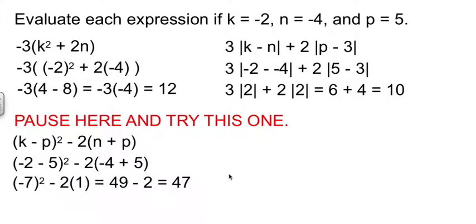So the first thing I did was substitute the numbers in. Negative 2 minus 5 is negative 7. Negative 4 plus 5 is 1. Negative 7 squared is 49. 2 times 1 is 2. 49 minus 2 gives us 47.